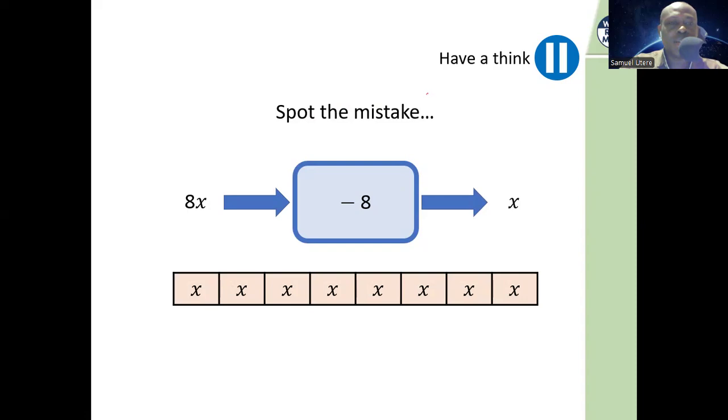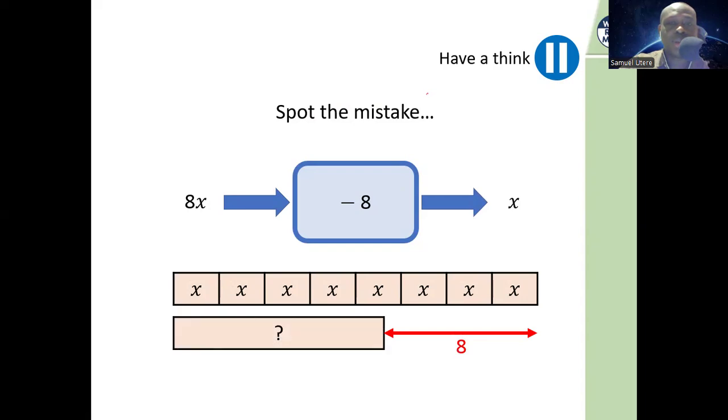Remember what we said, the letter is a variable. We don't know what it is. So it makes sense to just say, oh, okay, it's just 8x minus 8. That's just what we write. We don't know the value of what the x actually is, but we know we want to take 8 from it. So we just write 8x minus 8.